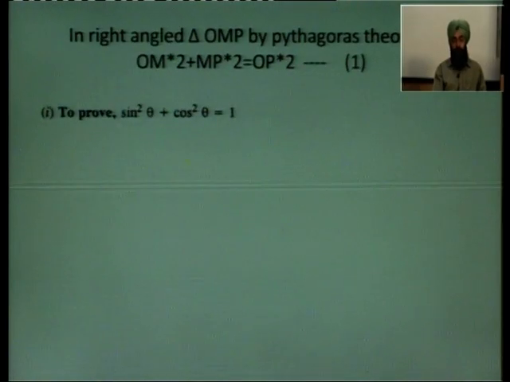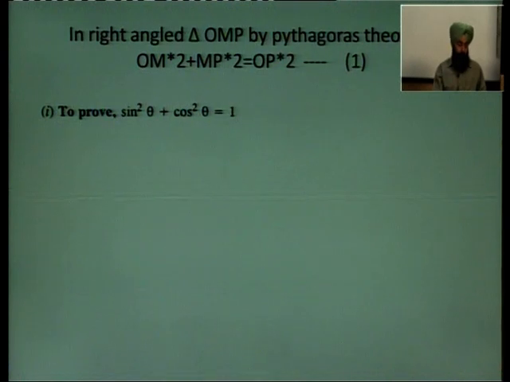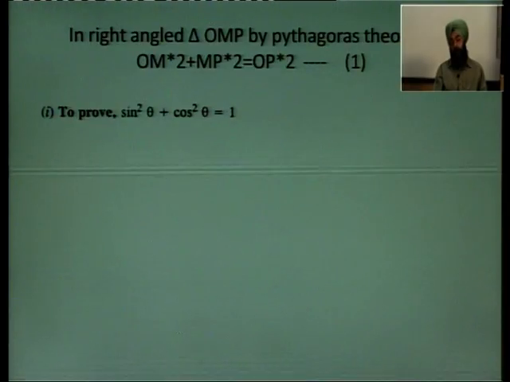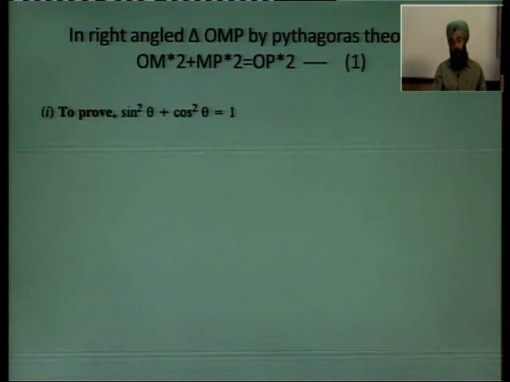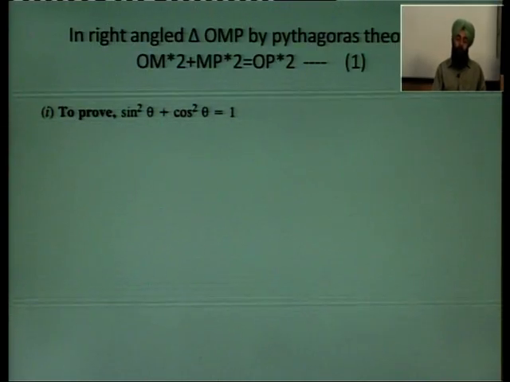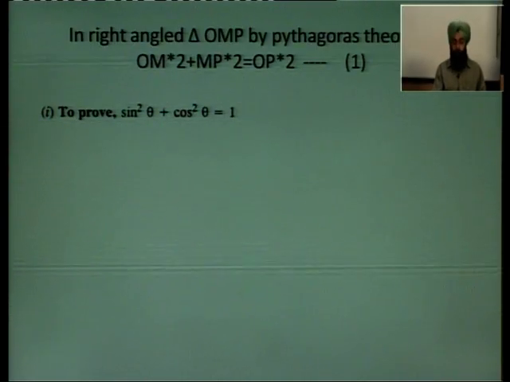So, now we can prove trigonometric identities. In this right angle triangle, by Pythagoras theorem we know that OM square plus MP square is equal to OP square. So, in the right angle triangle OMP, using Pythagoras theorem we can write that OM square plus MP square is equal to OP square.